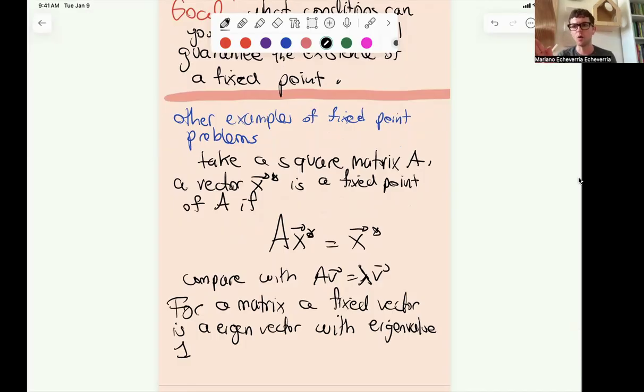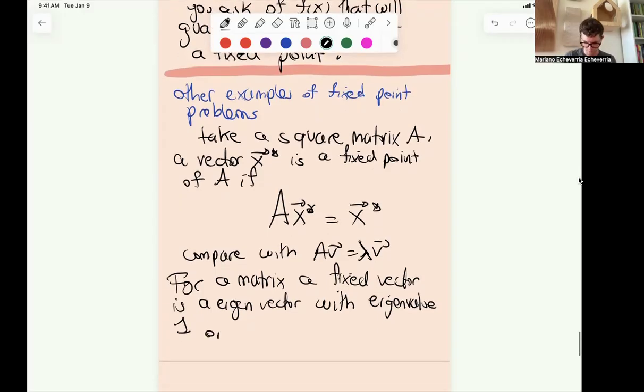Or the other option is that it could also be the zero vector, because if you remember, the zero vector is not considered an eigenvector under any circumstances. But A times the zero vector is also the zero vector, so x would be the zero vector. So you see, if you take the definition of a fixed point to linear algebra, that coincides with the idea of an eigenvector with eigenvalue one.